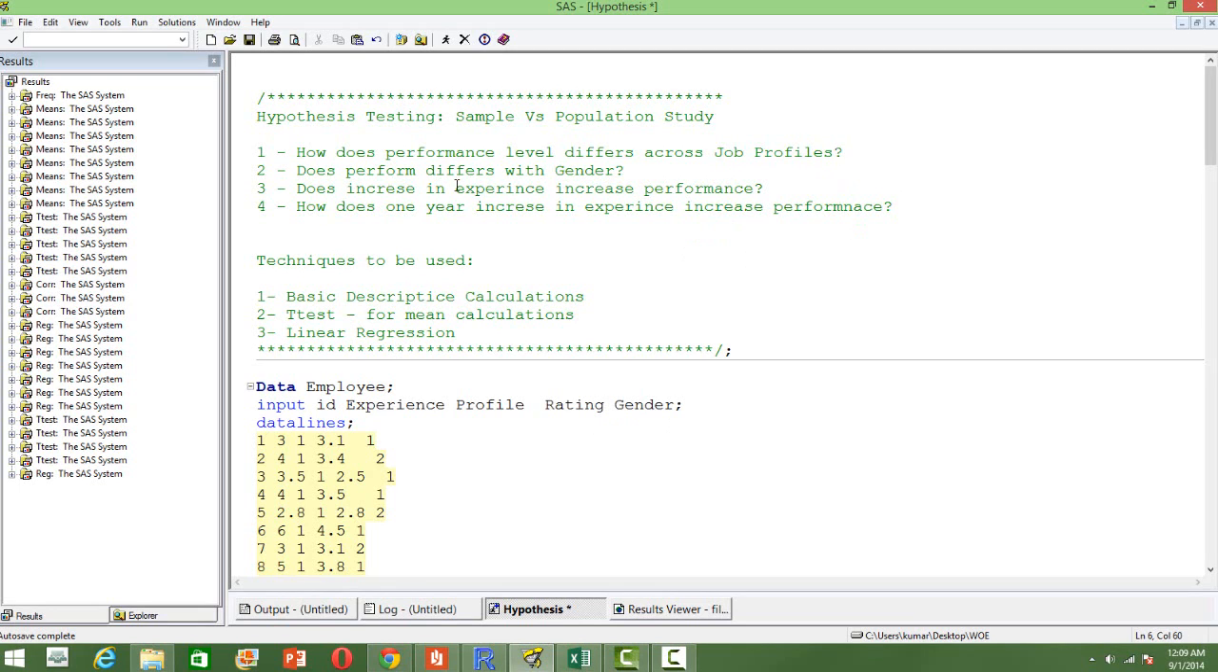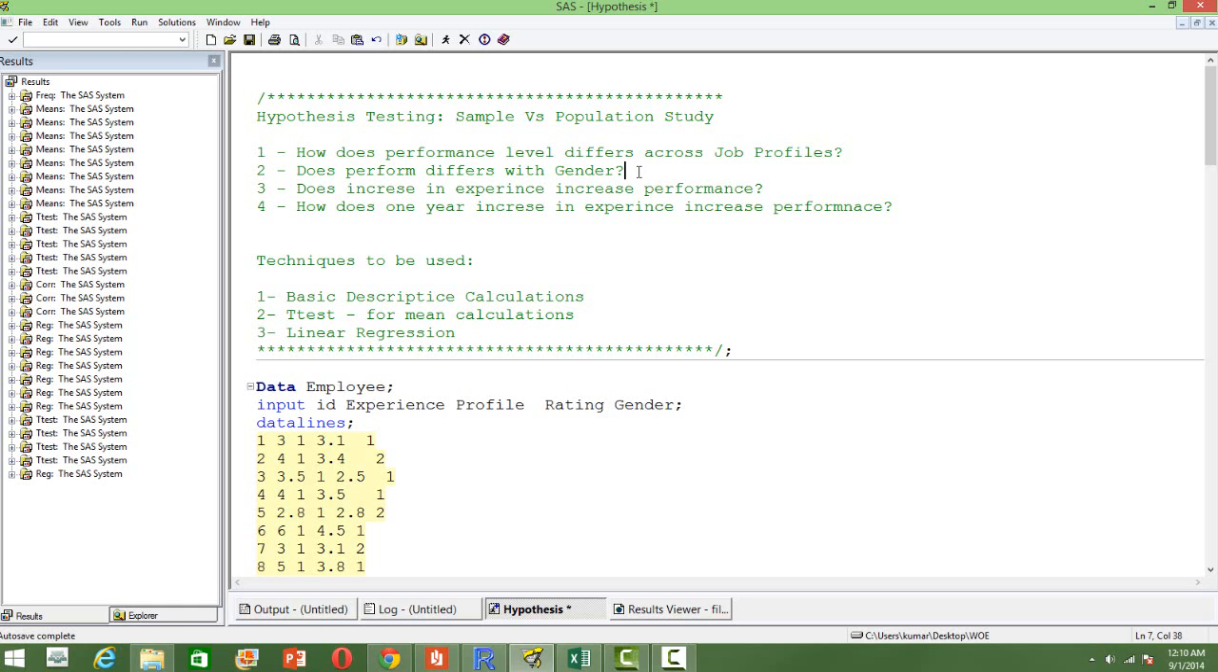And then another question that is also very important is, does performance differ with gender? So are the male employees doing better than the female employees? Is that something happening? So that's another question.